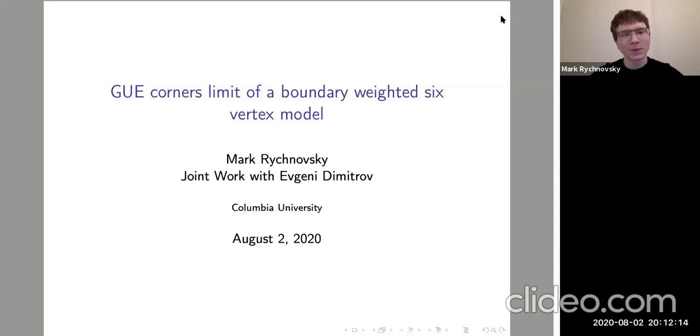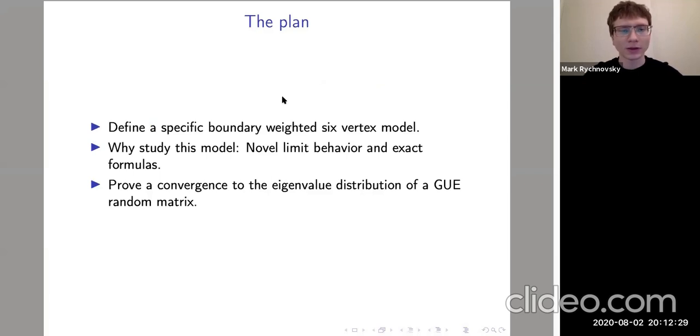Hi, my name is Mark Rychnovsky, and I'm going to present a recent work along with Evgeny Dimitrov on a random matrix theory limit for a certain version of the 6-vertex model. The plan of this talk is to first define the boundary-weighted 6-vertex model, then discuss a bit why we choose to study this model, and then prove convergence of a certain observable of this model to a random matrix theory distribution.